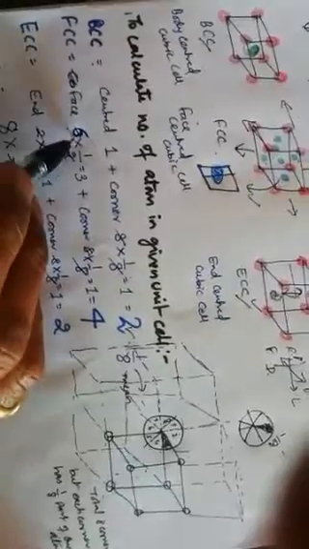In FCC, there are 6 faces, but each face is shared on both sides. If this is the face, half of the atom will be outside and half of the atom will be inside this face. So each face is sharing half an atom. So 6 into 1/2 comes to 3. Corner is the same, 8 times 1/8 is 1, so 3 plus 1, 4 atoms are there in FCC.